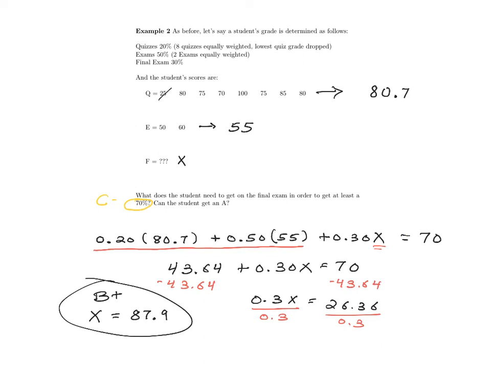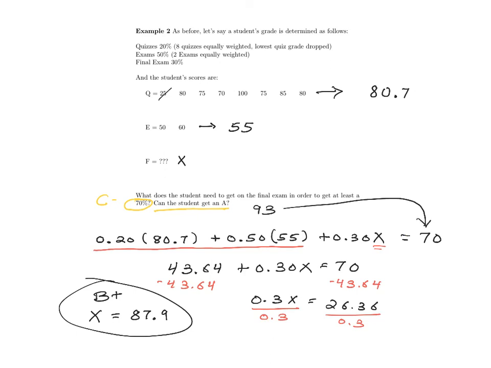In my class, I definitely review a lot for the final exam, so there wouldn't be any surprises on it. But here's one way where you could use the concept of a weighted average and a linear equation to answer a question about your grade in the class. There is a second part to this question. Can the student get an A? And I think on my syllabus I have that as a 93. So that would go in place of here.